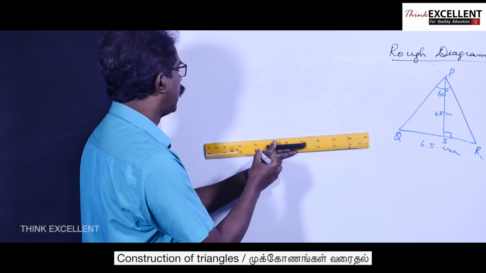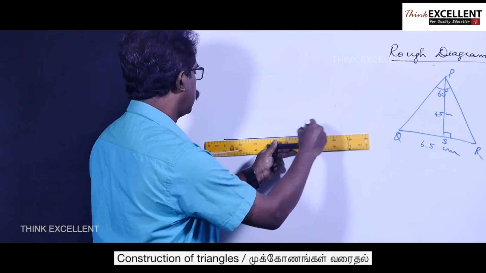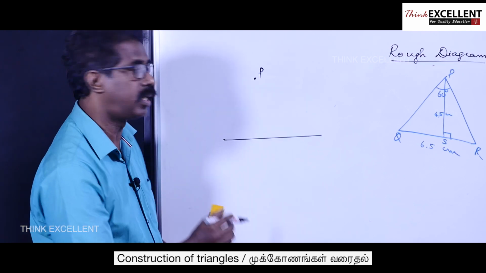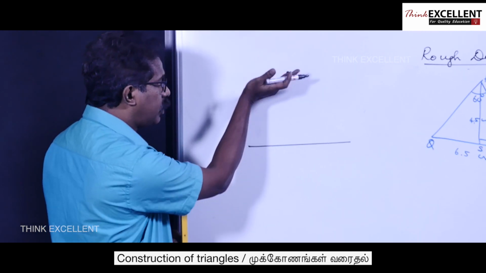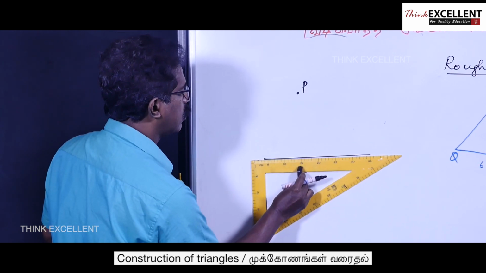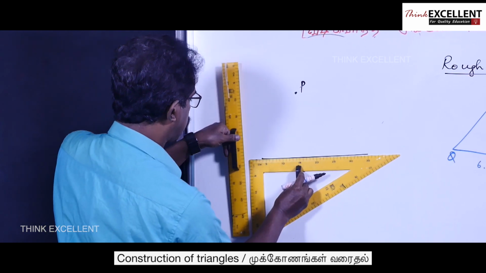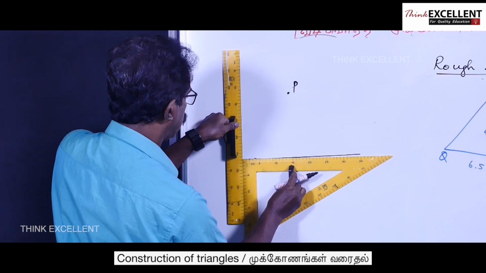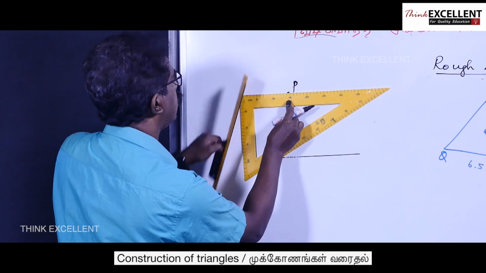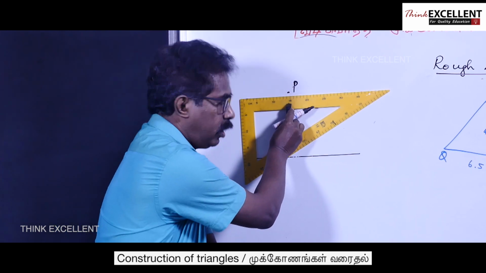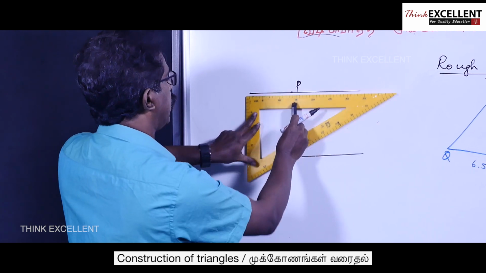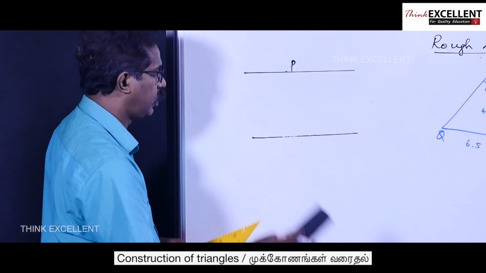Suppose a line is given and a point P is given here. We want to draw a line parallel to this through P. For that, you keep the set square like this, and the scale. Now move this one till you reach P. Once it reaches P, you can draw a line, and this line is parallel to this. This is one thing you need.